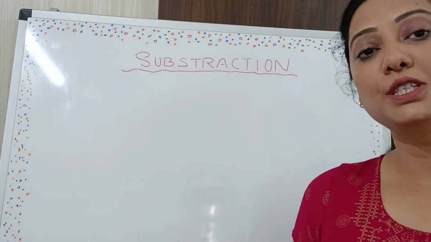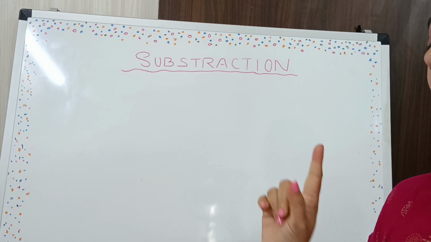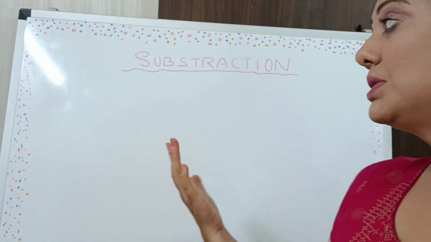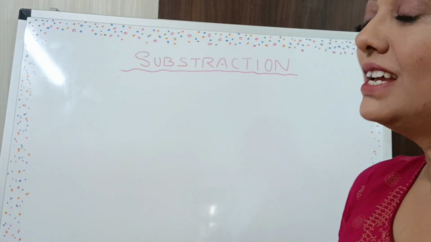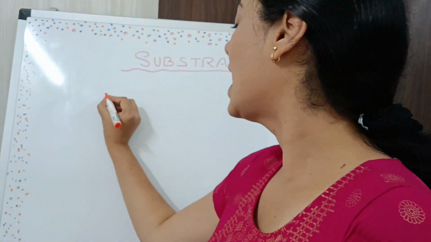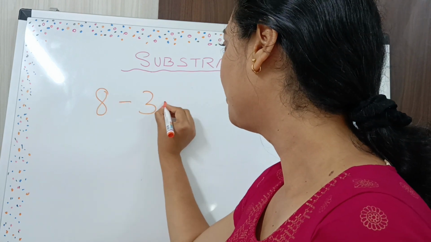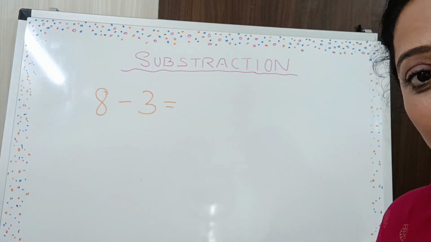So now first we start with one digit numbers. What are one digit numbers? 1 to 9, okay? First we have to start with one digit numbers. Suppose we have 8. 8 minus 3. Can you tell how much it is?